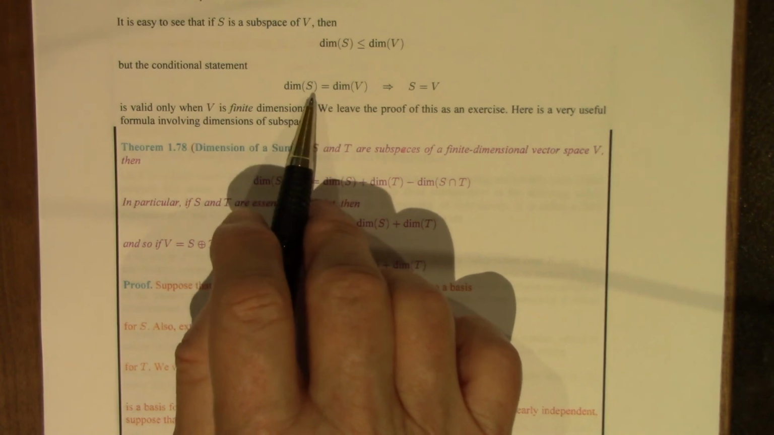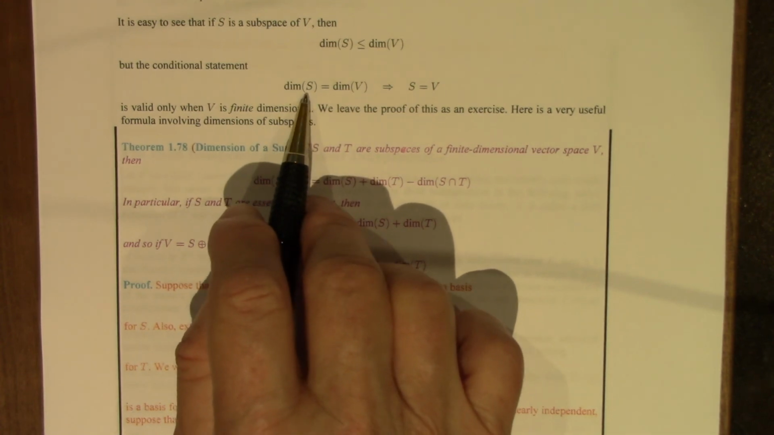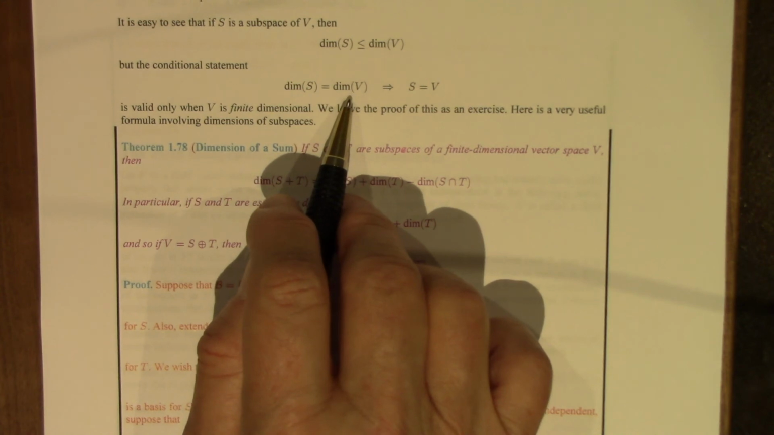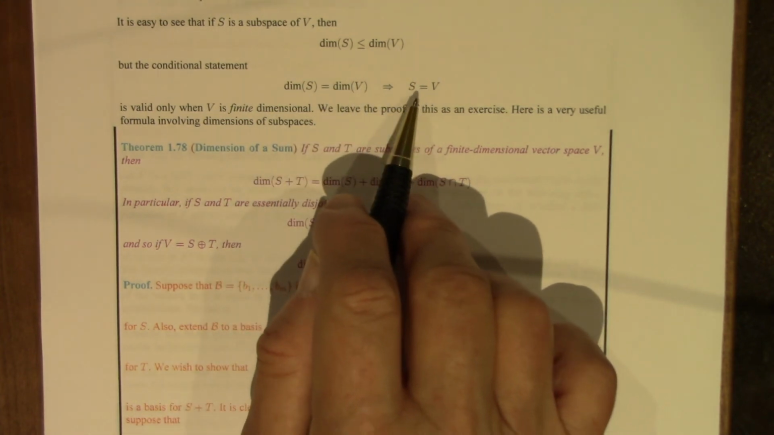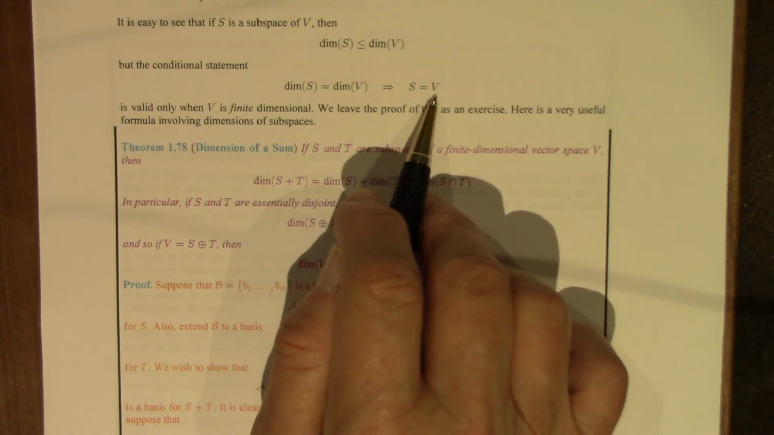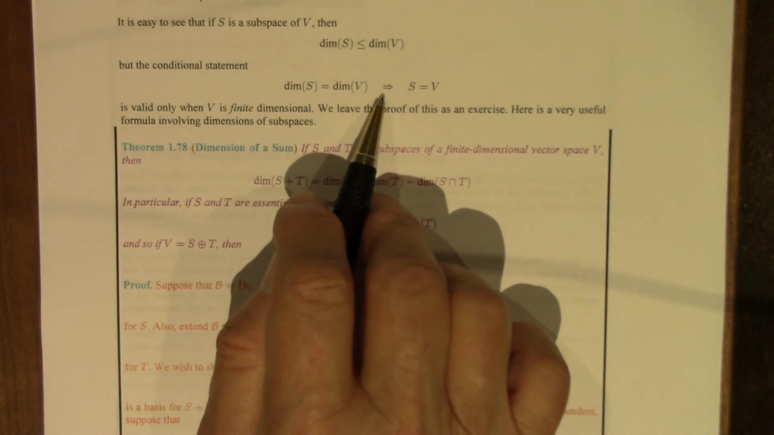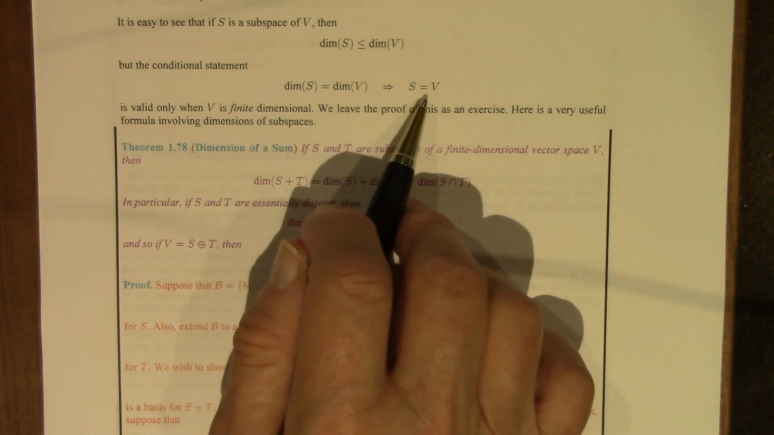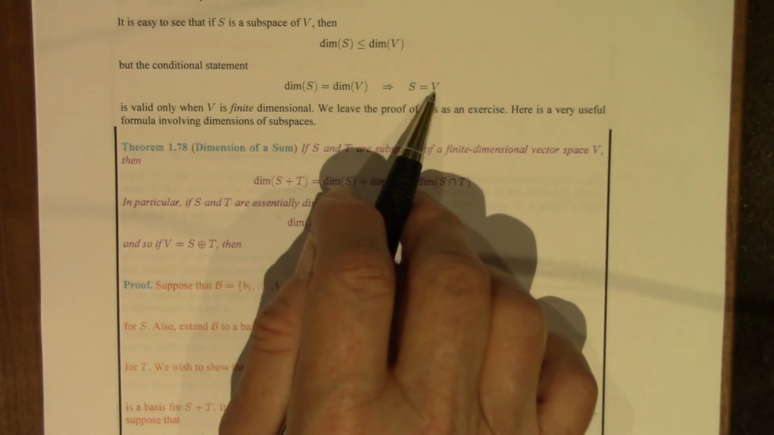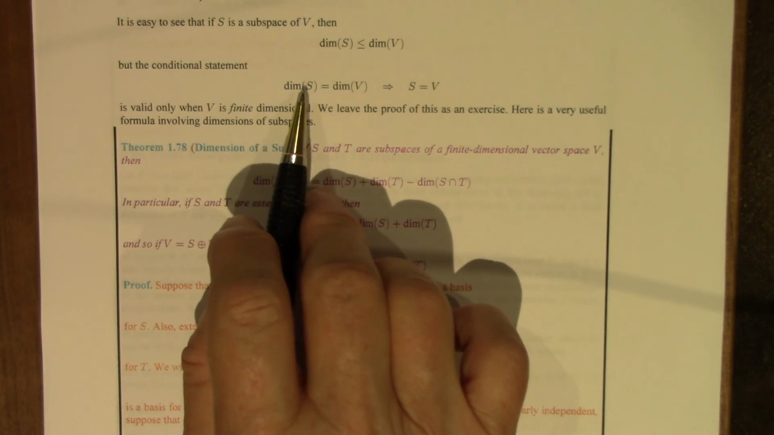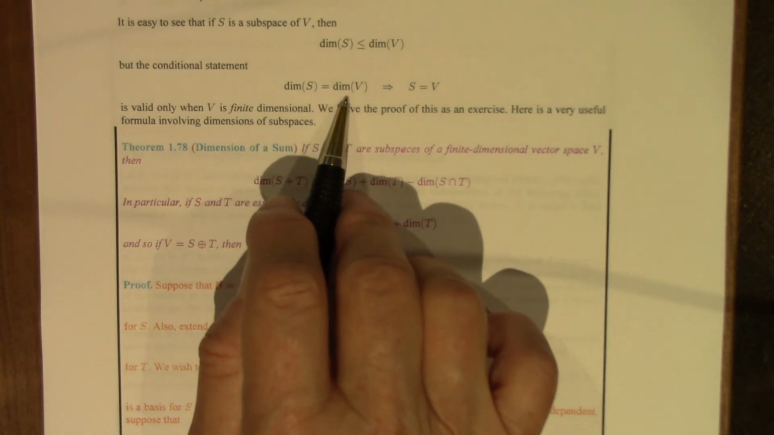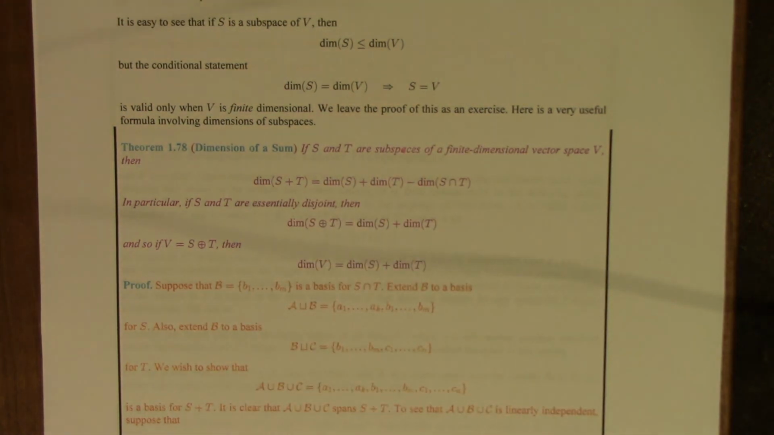For example, if the dimension of the subspace is equal to the dimension of the space, that will imply that S equals V only in the finite dimensional case, only when V is finite dimensional. And I'm going to leave that also for you to prove. You have to prove that when V is finite dimensional, if the dimension of a subspace is equal to the dimension of V, then the subspace is all of V. And produce a counterexample to this when V is infinite dimensional.